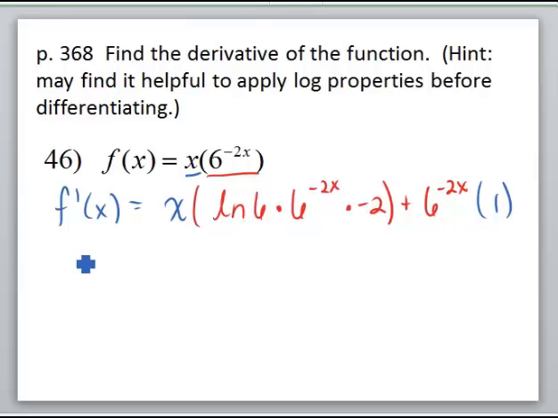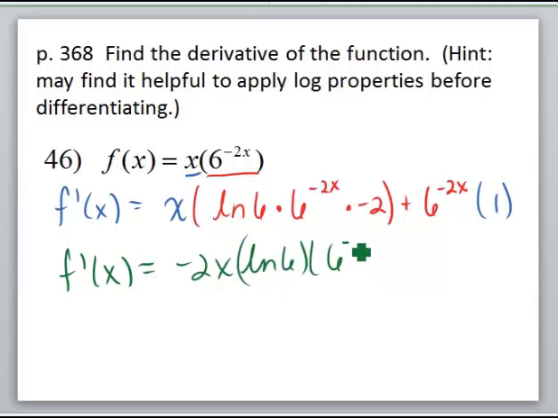So when I simplify this, I end up getting negative 2x ln of 6, 6 to the negative 2x, plus 6 to the negative 2x. Now you could actually factor that part out if you wanted to, but there wouldn't be a whole lot else we could simplify.